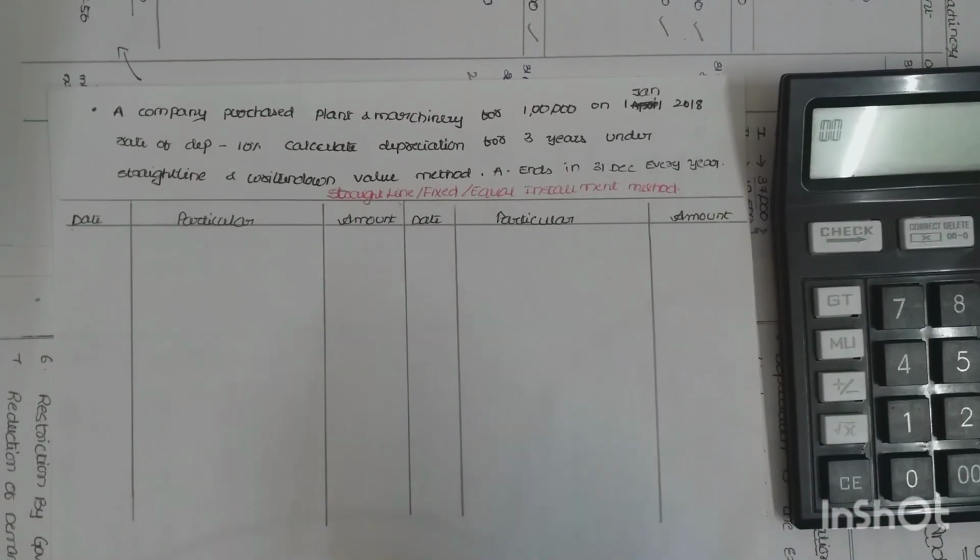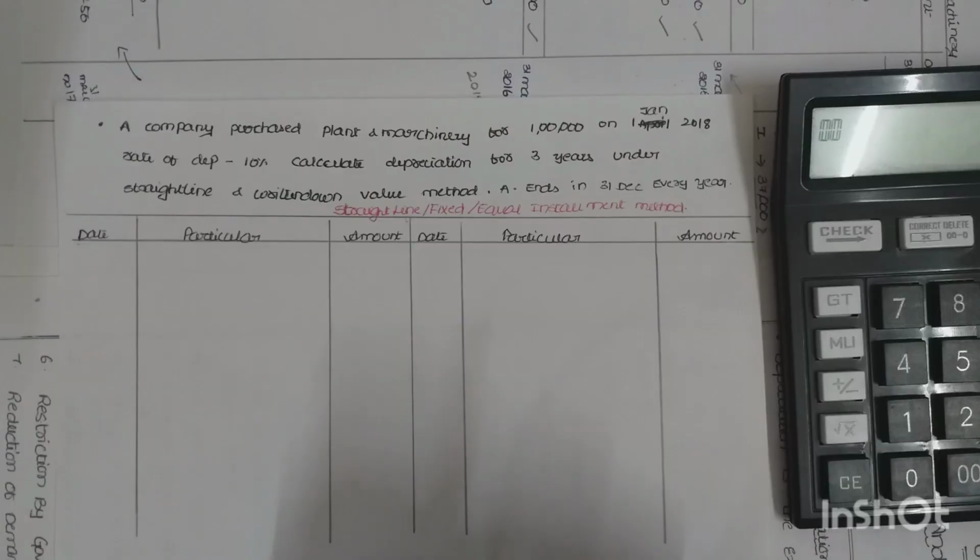So what is the difference between these two? We will come to know when we do the problem. Okay, in the examination any method can be asked. So we will do one problem, the same problem, in the straight line method and the diminishing balance method, so that you will understand what the difference is.